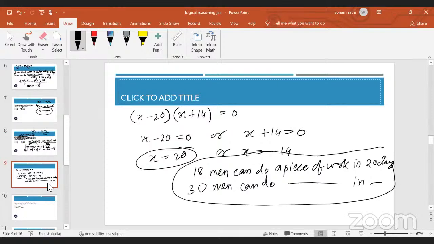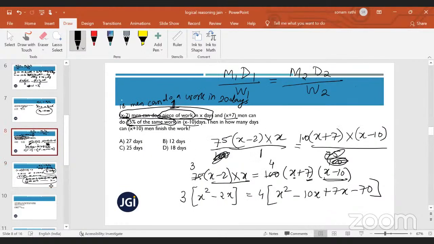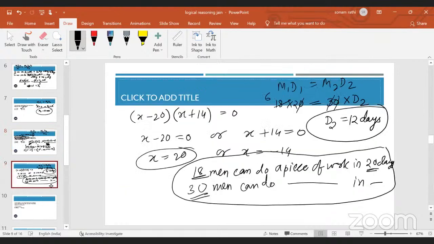Now this is your question. The question is reduced to this. So M1 D1 is equals to M2 D2. So how much is M1? 18, D1 20, M2 30, D2 you need to calculate. That's it. So 0, 0 cancelled. 3 ones are 3, 6 are 6 twos are 12. D2 is equals to 12 days. Right? So your answer is option B, 12.